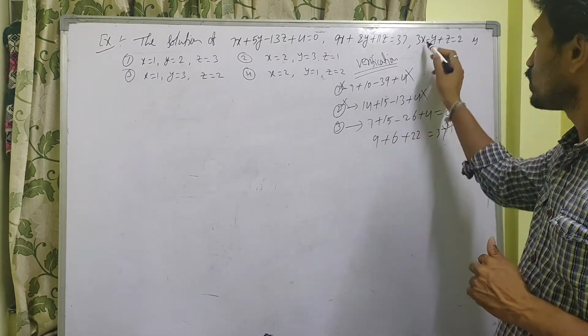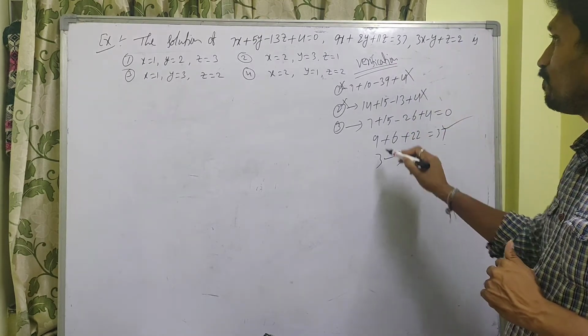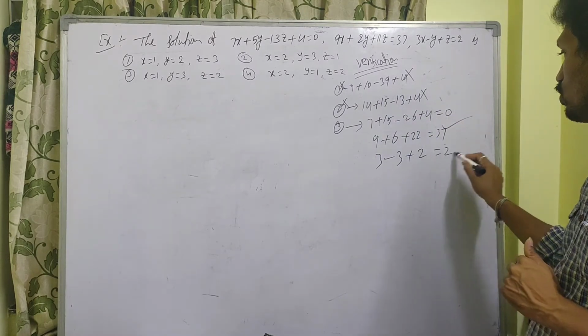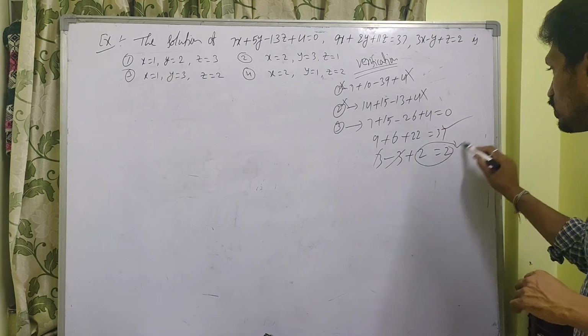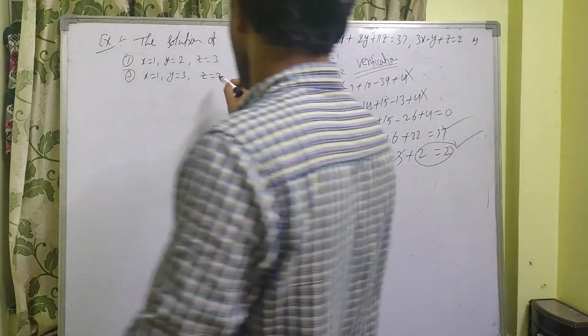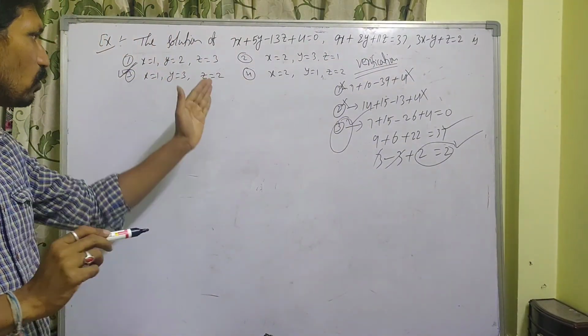Next go for the third equation also. So x is equal to 1, substitute here, 3 into 1 is 3, minus y means 3, plus z is equal to 2. Substitute here, is it equal to 2 or not? Once you check it, 3 minus 3 cancel, 2 is equal to 2. This is also correct. So what is the correct option? Third option. That is nothing but x is equal to 1, y is equal to 3, z is equal to 2.